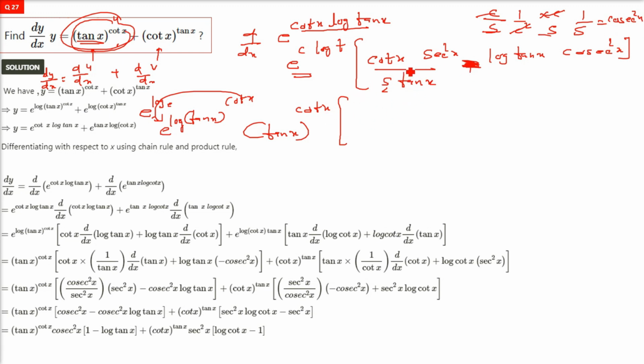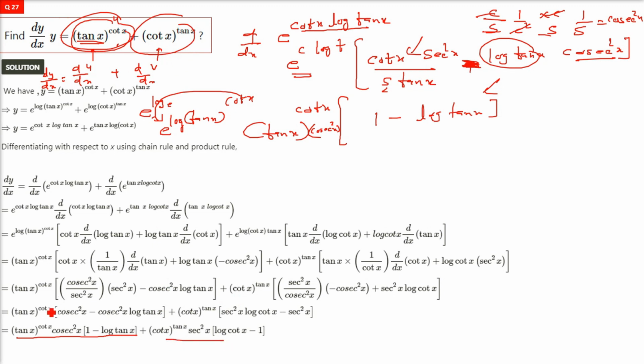And since cosec square is in both terms, first term and second term, we'll take cosec square common from here. We are left with 1 here minus log 10x. So what do we get? The first part is this only. And the second part, which we are going to do, has to be added to this first part.